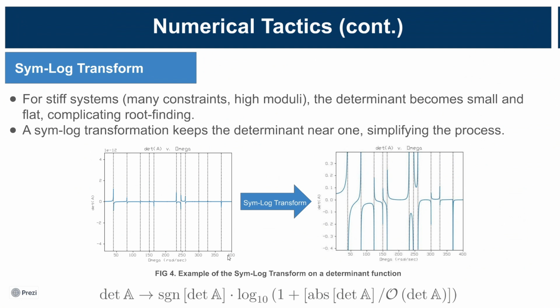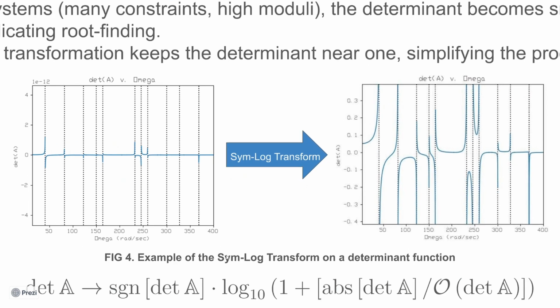The second numerical challenge involves the fact that for stiff systems, so systems with many beam plate constraints or high stiffness moduli, the determinant function becomes incredibly flat and small. This can introduce numerical precision errors in finding the roots of the function, since the determinant function is almost always near 0 in the eyes of monkey bisection. To account for this, I have a sim-log or symmetric log transformation in my code.